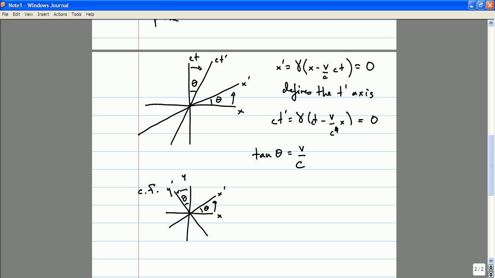And as the velocity approaches the speed of light, v over c will approach 1, and theta will approach 45 degrees. So for a very large boost, which is to say for two frames that have a relative velocity that is very close to the speed of light, those two axes, x prime and t prime, will be very close to each other.